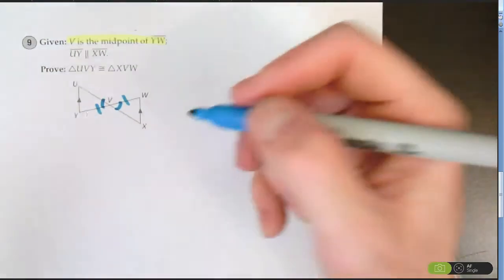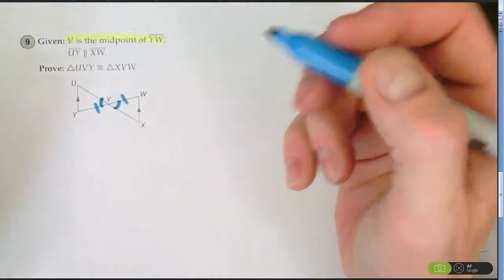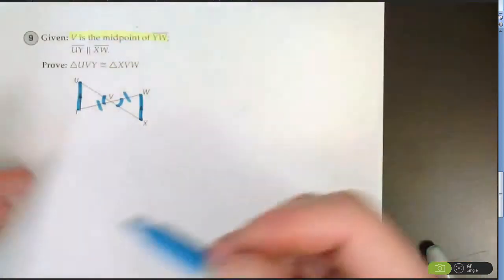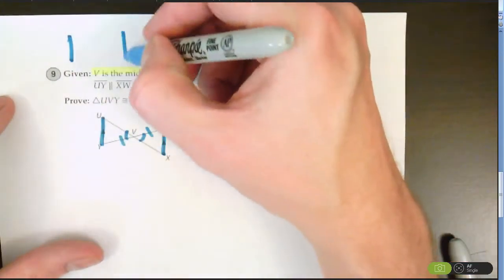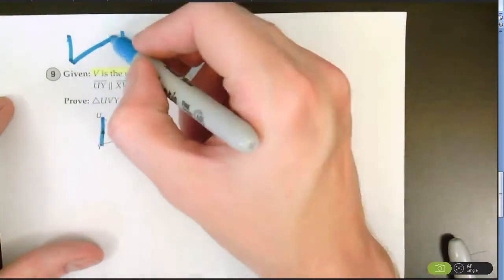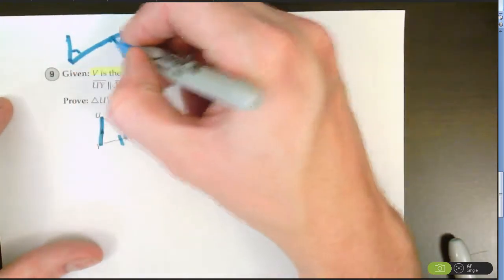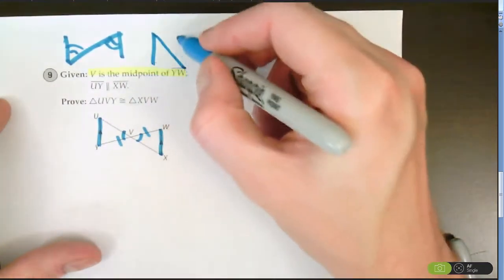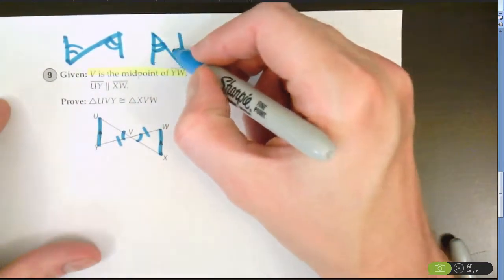Now we need two pairs of angles, and the other two we can actually get from anywhere because they're parallel sides over here. So if I make a sketch over here real quick, here's UY, here's WX. I could think of YW as the transversal, meaning these two angles are congruent. Or I could think of UX as the transversal, meaning those two angles are congruent.